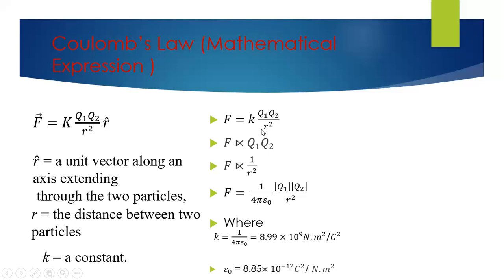So this R square will give us meter square, force is in Newton, so it will be Newton meter square, and Q1 and Q2 both are Coulomb, so it will become Coulomb times Coulomb, Coulomb square. So here we can see K is equal to Newton meter square per Coulomb square. And epsilon is inverse, so when we inverse this, we will find it Coulomb square per Newton meter square.